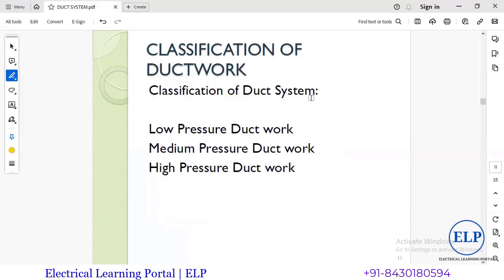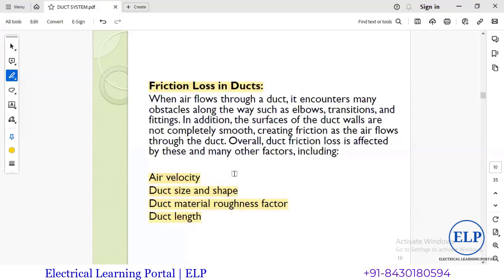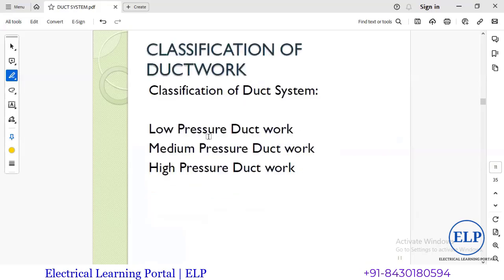Now, to maintain this velocity, we have to follow the codes and standards. ISHRAE and ASHRAE have given the velocities which we have to maintain for our design. So let us see that. We have three types of classification: low pressure or low velocity, medium pressure or medium velocity, and high pressure or high velocity duct systems. So it's simple.